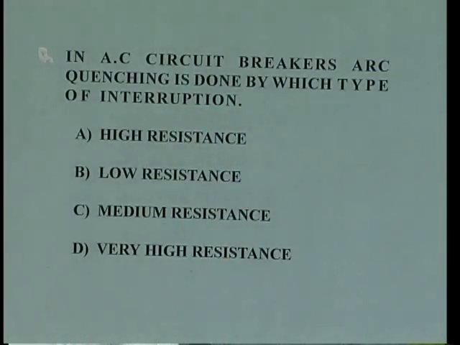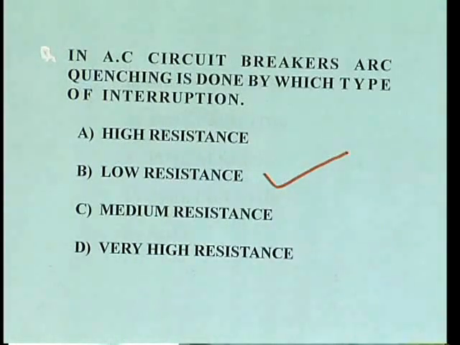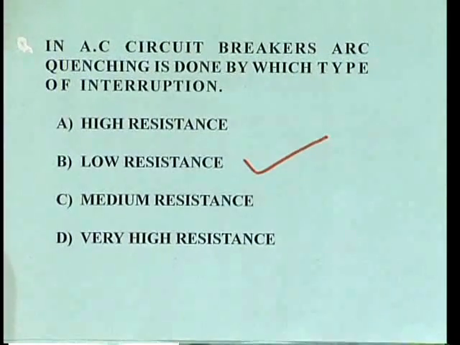In circuit breakers, arc quenching is done by which type of interruption? A. High resistance, B. Low resistance, C. Medium resistance, D. Very high resistance. So now the correct answer is, in AC circuit breakers, what type of quenching method is used? That is low resistance quenching. The low resistance method is used. And again the next question is like this.